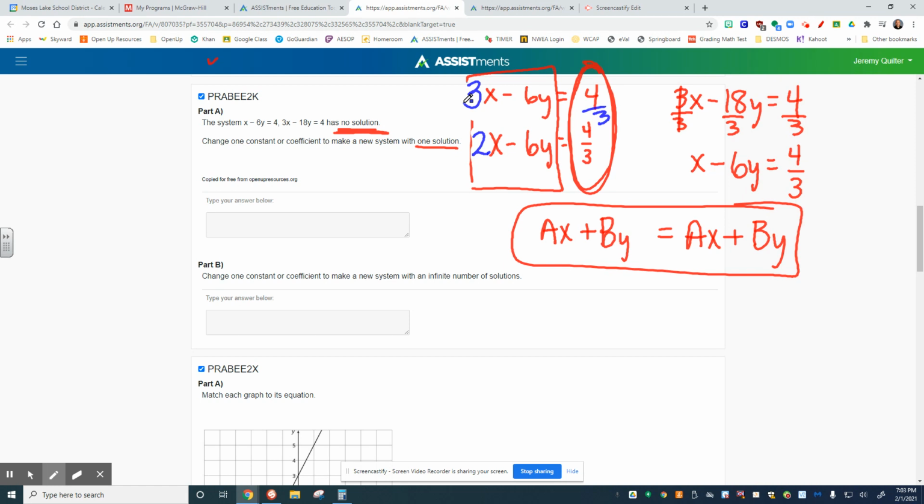Okay? When we talk about infinite solutions, I guess I kind of gave that away. We would just have to change the constant term to make sure that it's exactly the same so that we see the exact same equations. Okay? All right, next one.